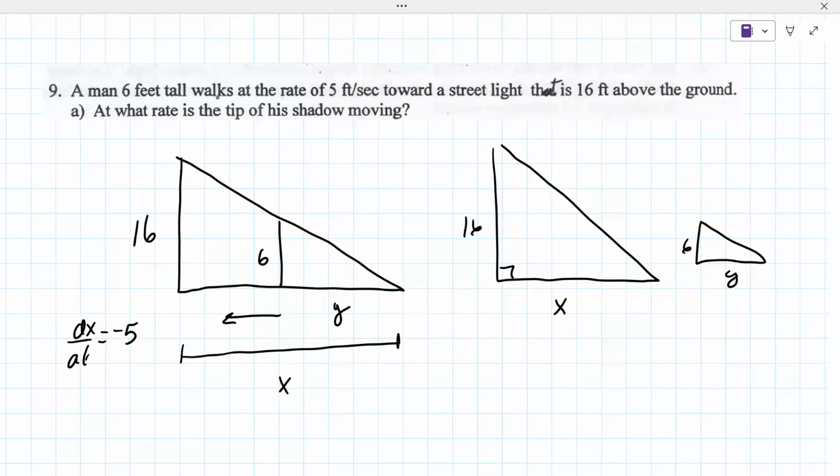So what's going on here? You set up a proportion like we did before: 6 over y equals 16 over x, and then you solve for either x or y. Now that's kind of the rough part of it.